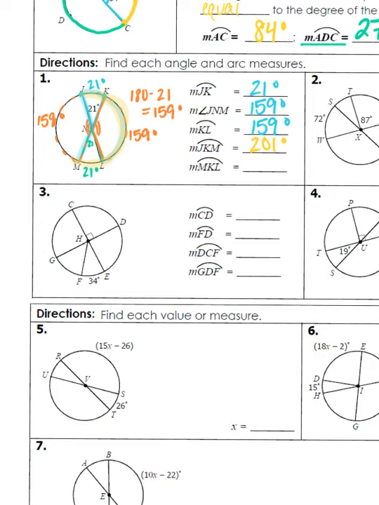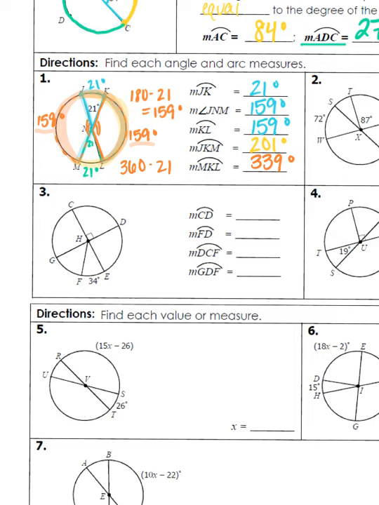And then we have arc MKL. So again, we're going to follow all the way around, M around to K, and then back around to L. So you could look at this two ways. You could add 159, 21, and 159, or you could realize this is almost the entire circle with the exception of 21. So you could do 360 minus 21, and that gives us 339 degrees. Okay?